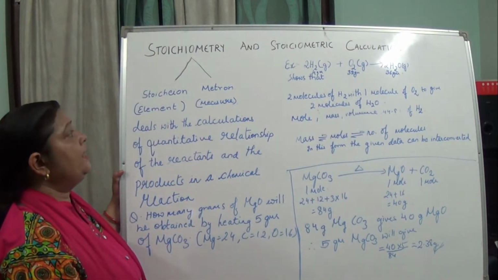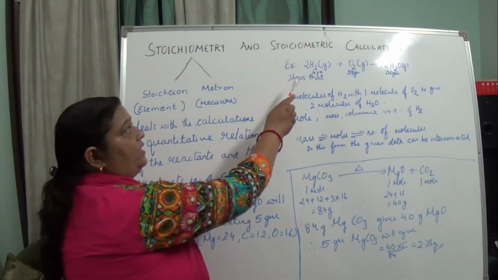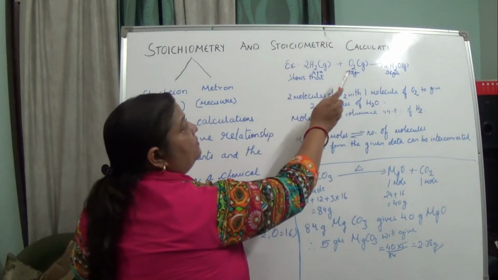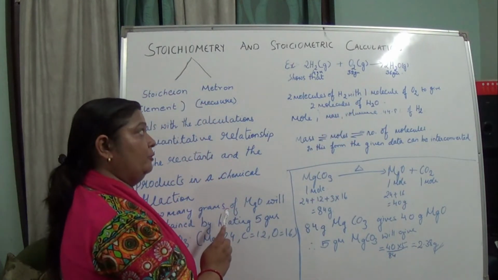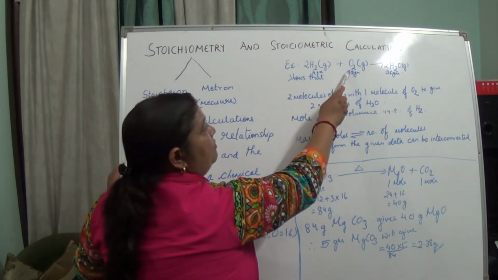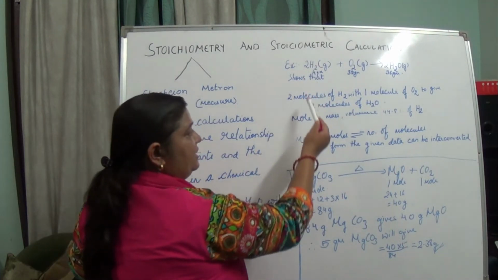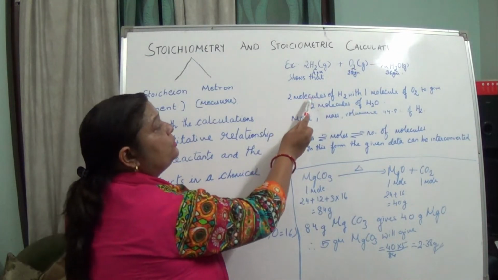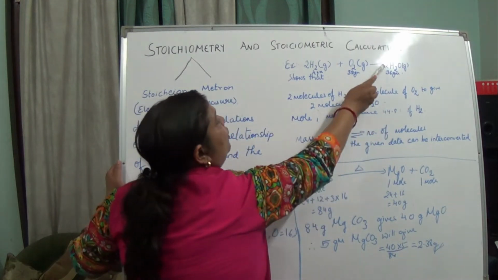Okay, so to explain this, I am taking an example: H2 plus O2 gives H2O. When I say hydrogen plus oxygen gives water, we have to balance the reaction also. We should not keep it in the skeletal form. So here we are saying 2 moles of hydrogen react with 1 mole of oxygen to give 2 moles of water. We can say it in the form of molecules also. How? 2 molecules of hydrogen react with 1 molecule of oxygen to give 2 molecules of water.